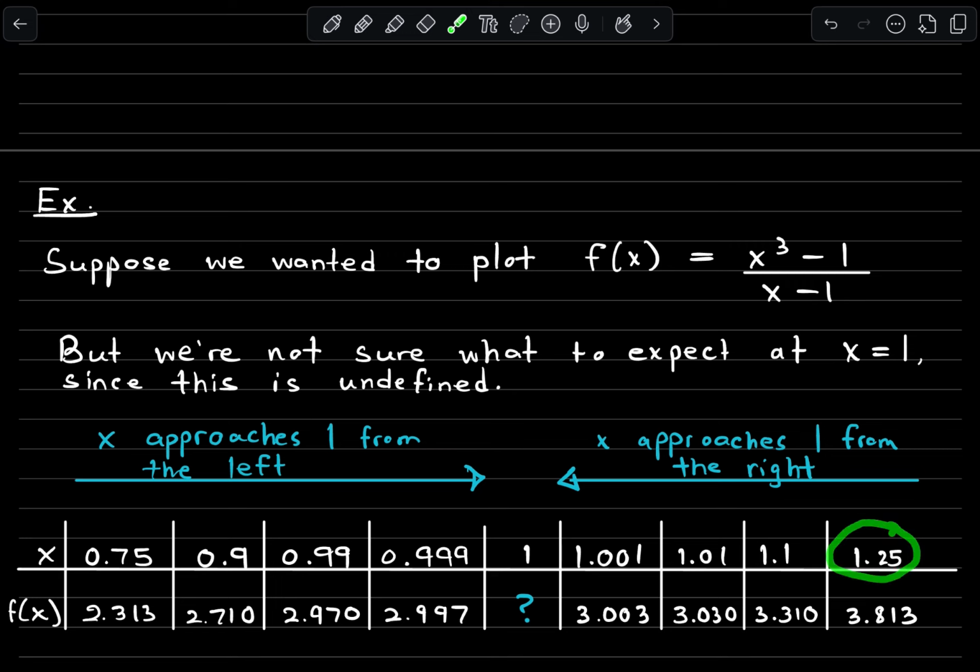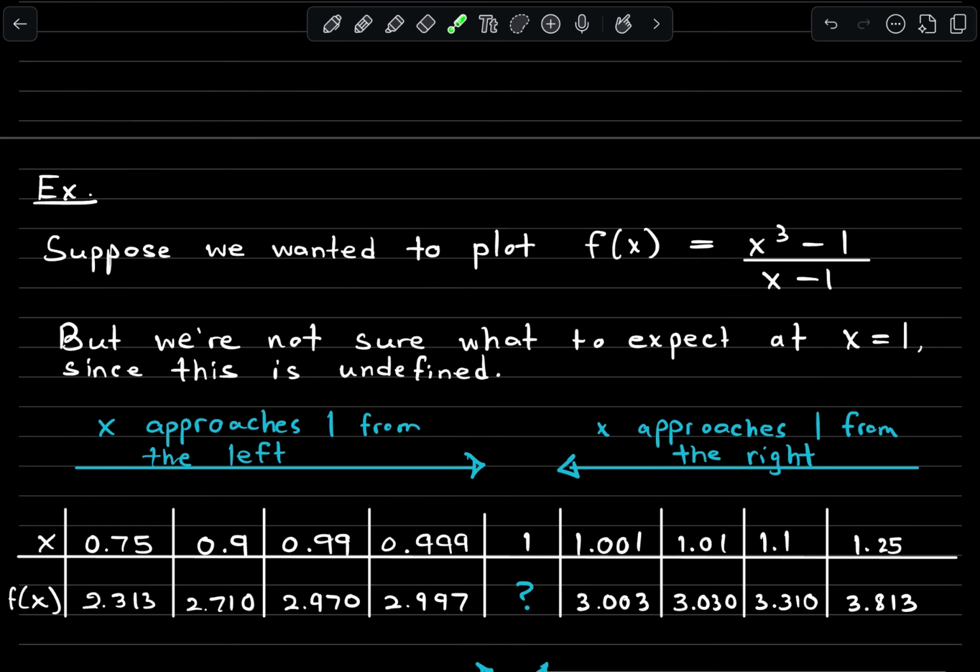And the same thing on the right side. I'm going to have 1.25, and I'm going to try to get closer and closer with those x values to x equals 1. Okay, so I'm approaching 1 from the left and also approaching it from the right. I want to see the behavior.